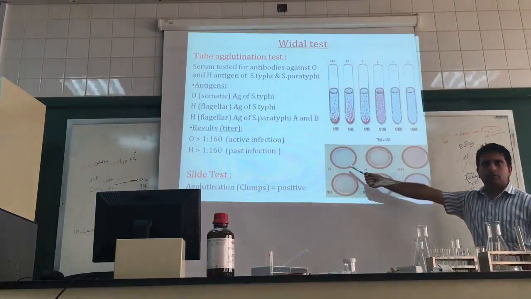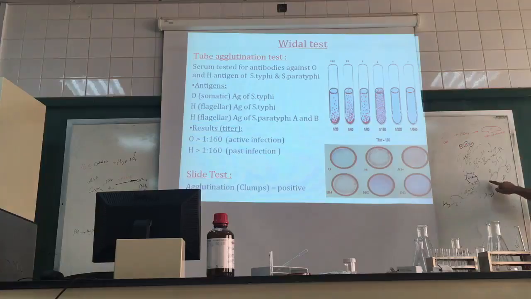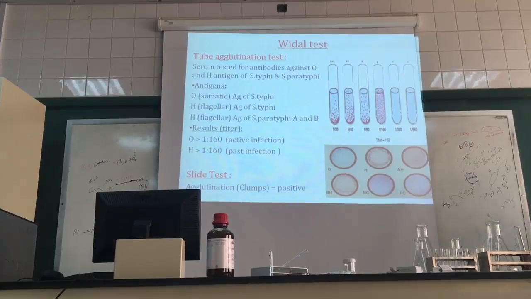This is the O antigen. O is for the membrane, the body of the whole bacteria. H is for flagella. This is the bacteria. This is the somatic O, and this is the flagella H antigens. And here IgG and IgM will bind, because we cannot see it, we will put the antibodies and see.